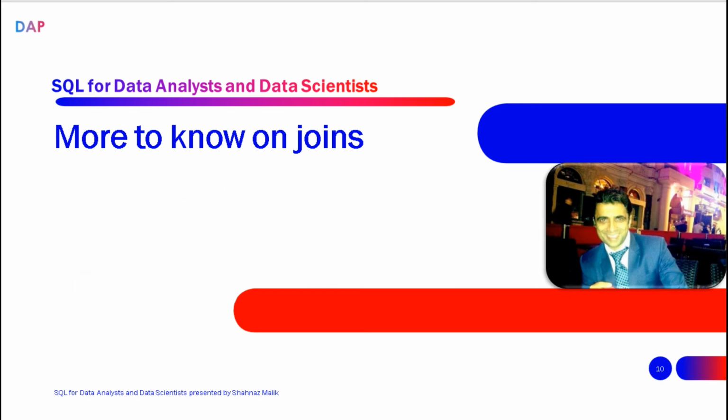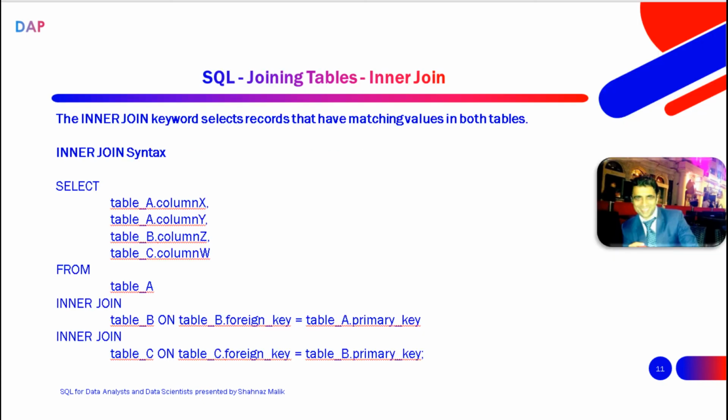Let us see what more we can read about it, because this is a really important concept, and you need to grasp it. So now see, the inner join keyword selects records that have matching values in both tables. I have said it, and now here is: select table A, I'm getting X, Y. From table B, I'm getting column Z. And then from table C, I'm getting column W. It can be any table.